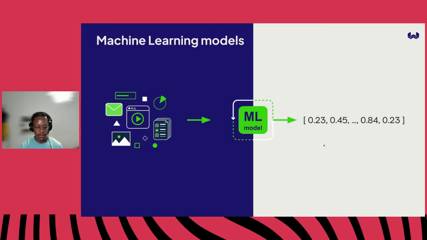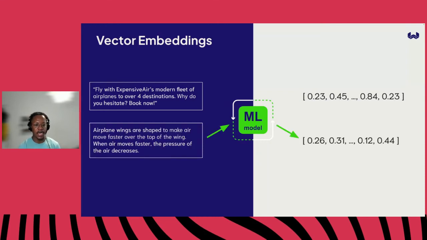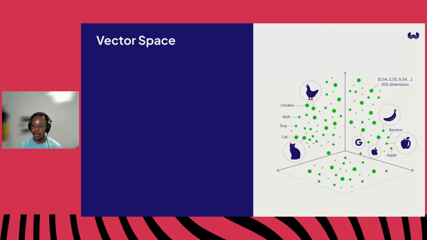To connect this to what I talked about before, similarity search: we grab all our data, be it this blog post or this result on flying with expensive airlines. We pass that into our machine learning model. We get our vector embeddings. We do the same thing with our actual answer and all of our other data, pass that through our machine learning model and get our vector embeddings. And then what we do next is put this data in a vector space. And this vector space is the collection of all these vector embeddings.